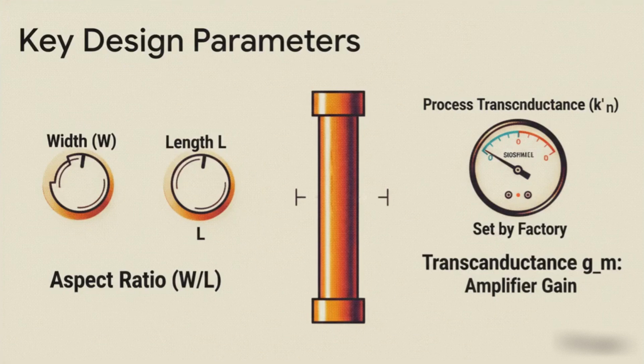Now, some things are just baked into the manufacturing process. You can't change those. But the main tool a circuit designer has is the physical shape of the device itself, its aspect ratio. By controlling the ratio of the channel's width to its length, right there on the silicon, they can basically set the size of the pipe. You want more current? You design a wider, shorter pipe. Want to restrict it? Make it narrower and longer. This is the primary way they dial in the performance of a transistor.